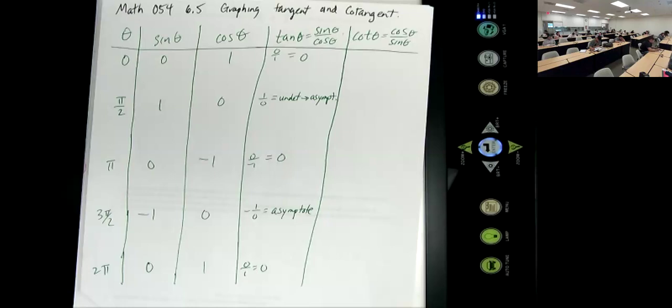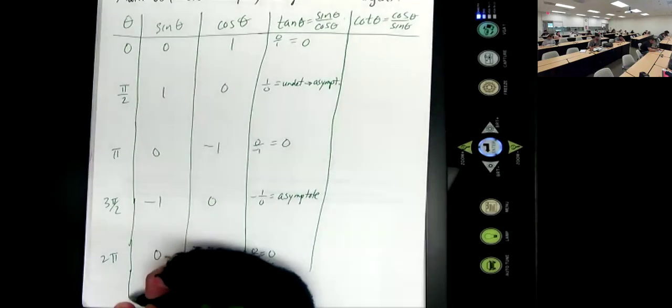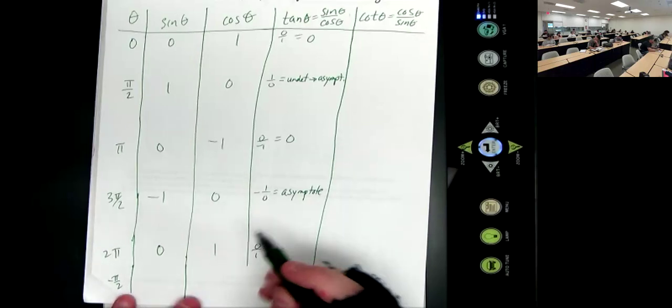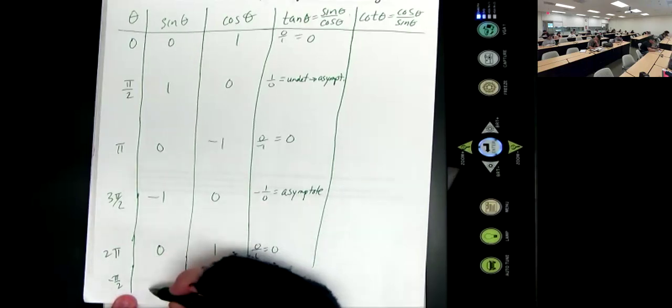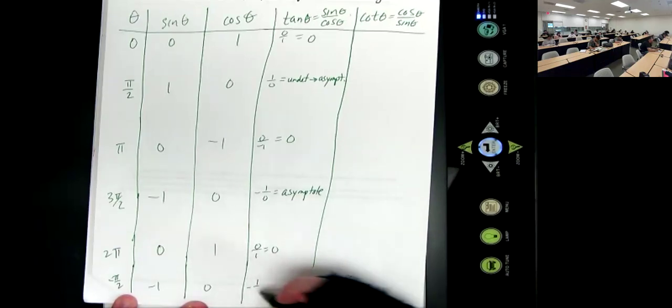So the points we have for tangent and cotangent, we need to expand. I'm going to include negative pi over 2 as well. Negative pi over 2 goes backwards, and it is -1 and 0. So we've kind of got an undefined there too, or an asymptote there.